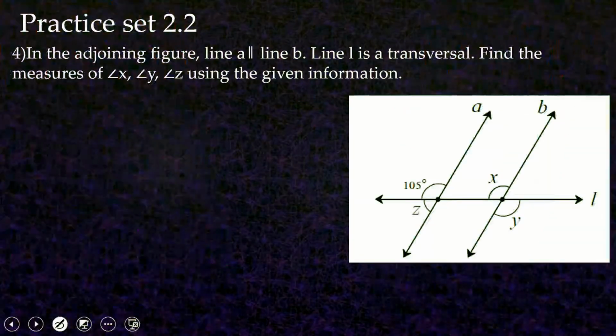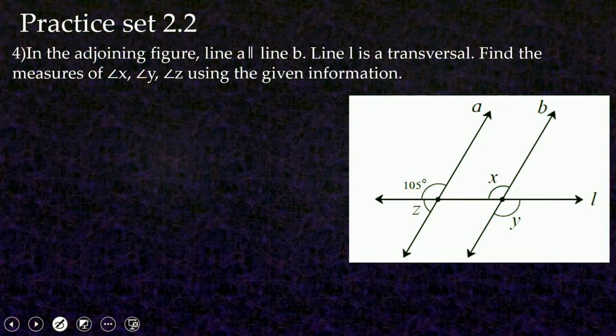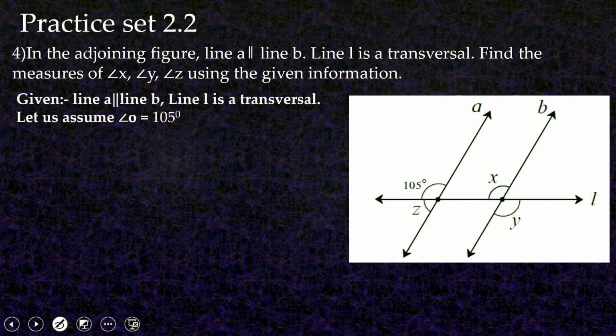Okay. Children, we have already completed 3 sums in the previous module. Let us move ahead. In the adjoining figure, line A is parallel to line B. Line L is a transversal. Find the measures of angle X, angle Y and angle Z using the given information. Children, after reading the problem and observing the diagram, first step is to write the given. What is given in the question? Line A is parallel to line B and line L is a transversal.